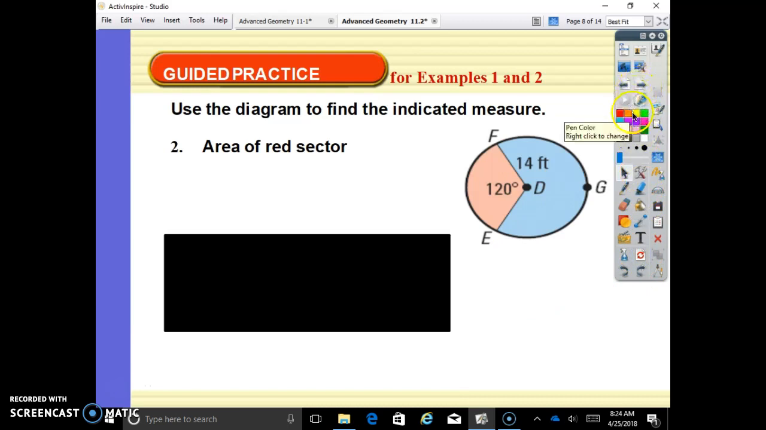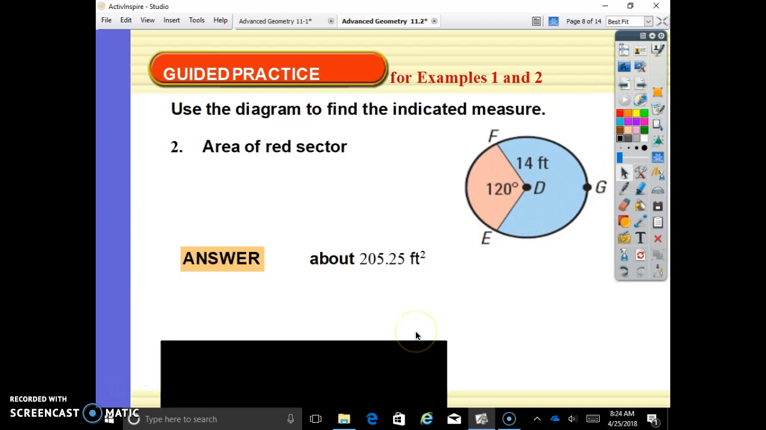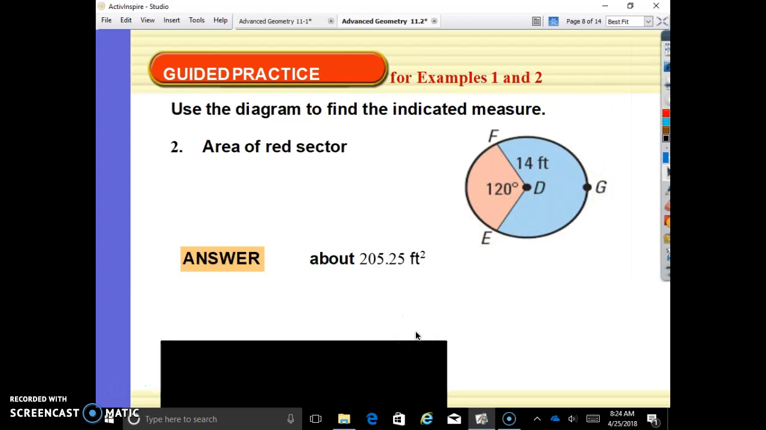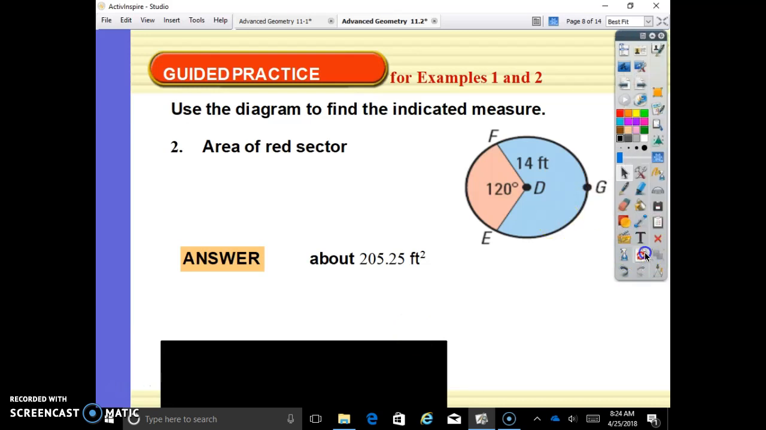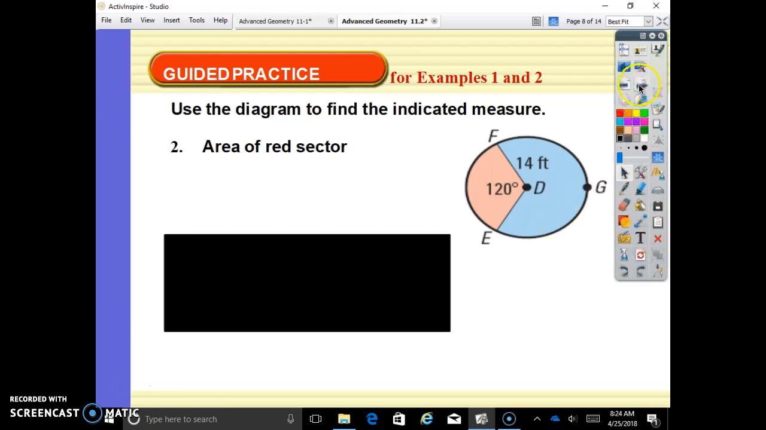Did I say 202.25? Or did I say it right? I don't remember. It's 205.25072. It's 205.25. I might have said that wrong. I'm not sure. My brain is a little iffy today, huh?